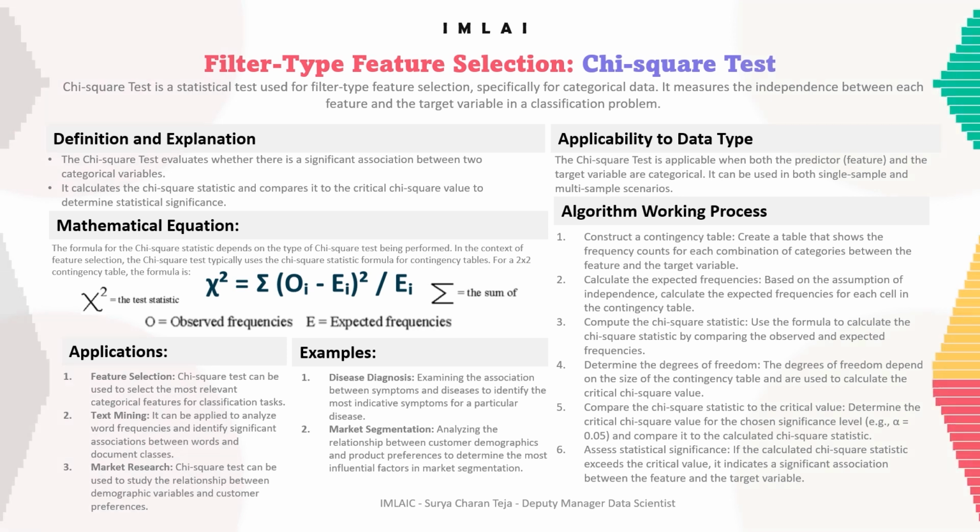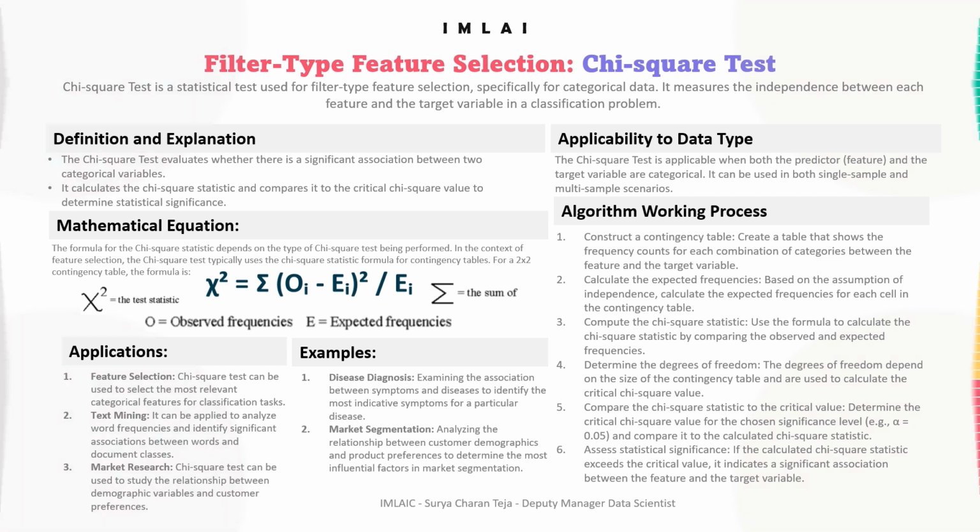Note that the chi-square test makes certain assumptions, such as the categorical variables being mutually exclusive and the observations being independent. So it's important to consider the assumptions and limitations of the test before applying it to a specific problem.